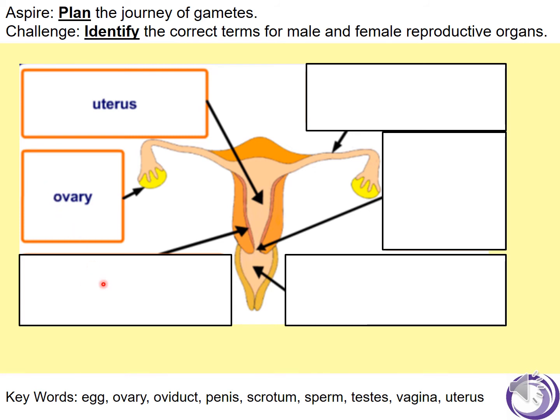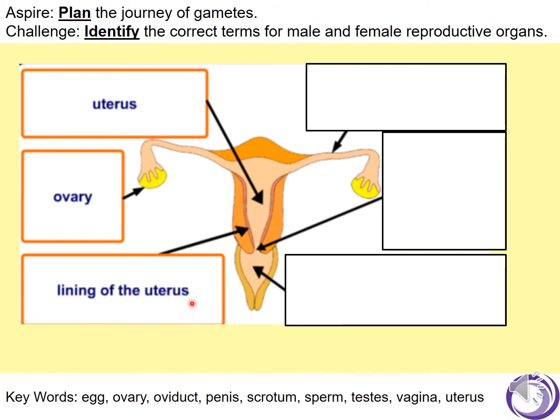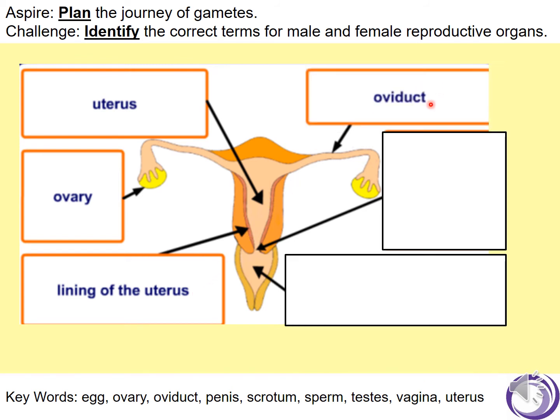Down here we have an arrow that's pointing very specifically towards the lining of the uterus. That's part of the menstrual cycle, which we're going to learn about as part of this particular topic as well. So here we have the lining of the uterus, which is built up and shed during the menstrual cycle. On the top right hand side here we have the fallopian tube, sometimes called the oviduct, and that carries the egg from the ovary through to the uterus.